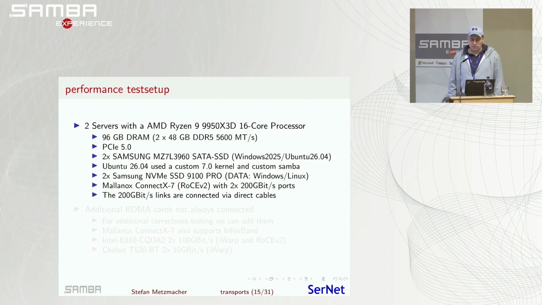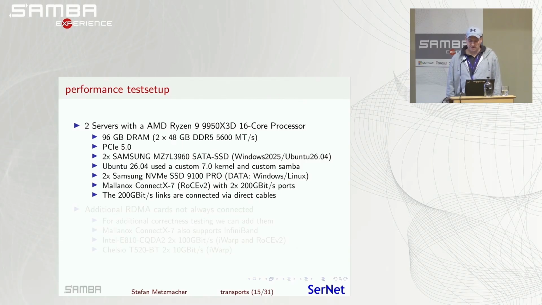Then we bought a test setup for performance and RDMA testing. We have two servers, AMD Ryzen 9 with 16 cores, 96 GB of RAM, PCI 5, fast SSDs and so on. And basically there I use Ubuntu 26.4 with the custom kernel and a custom Samba version.